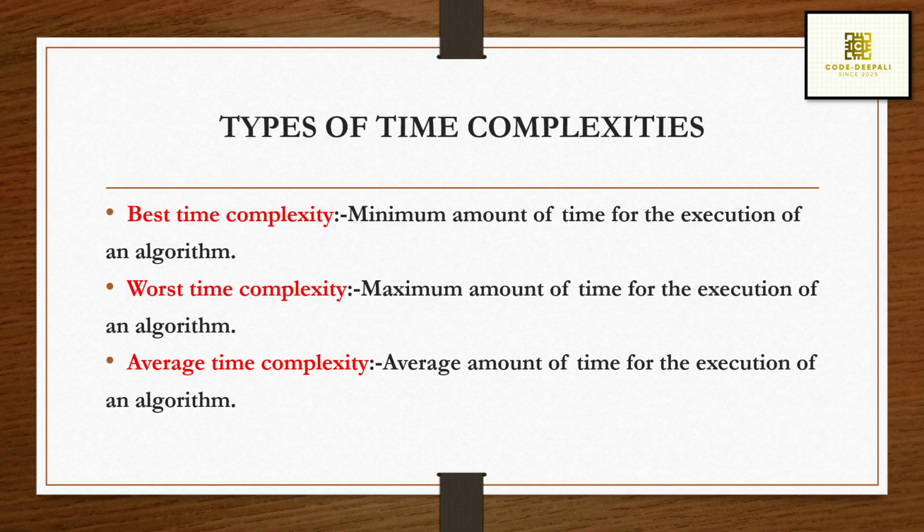Now, coming to time complexity, it is defined as the amount of time a computer needs to run to completion. There are three types of time complexity: best time complexity, worst time complexity, and average time complexity. Best time complexity is the minimum amount of time for execution of an algorithm, whereas worst time complexity is the maximum amount of time needed, and average time complexity is the average amount of time needed.